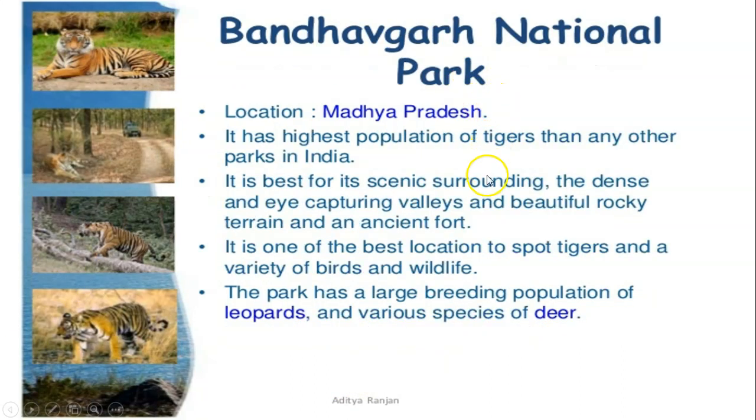Then Bandhavgarh National Park. It is in Madhya Pradesh. In MCQs, it's a common question, which park in which place. For example, Madhya Pradesh is famous for dash dash park. Then the answer will be Bandhavgarh National Park. Or Bandhavgarh National Park is situated in dash dash, then four options: Madhya Pradesh, Maharashtra, Gujarat, Karnataka will be given here. So you have to recognize the correct answer there. Okay, Bandhavgarh National Park is in Madhya Pradesh. It is also for tiger, and leopard and deer are also present here.